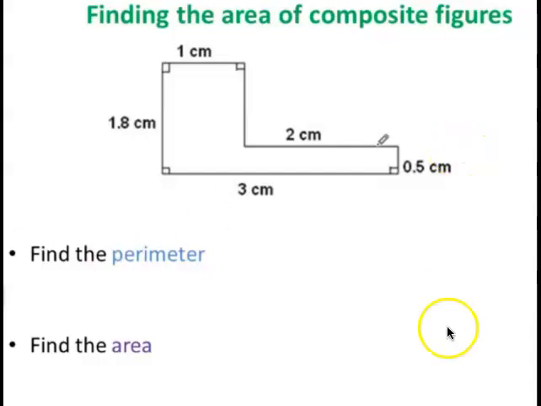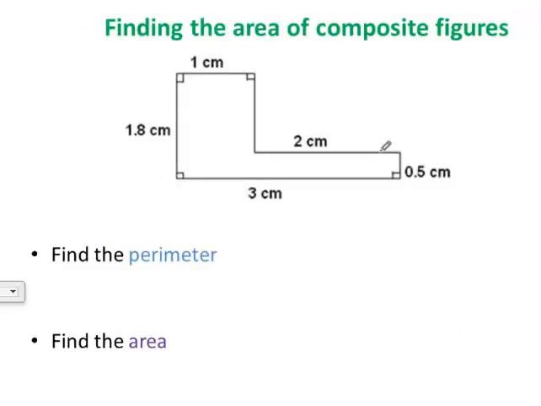In this recording, we are going to look at what is a composite figure and how can we find the area and/or perimeter of a composite figure. Composite figures are when we put several familiar shapes together to form an unusual shape.